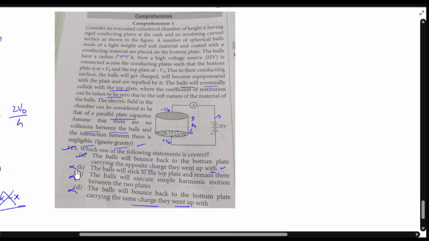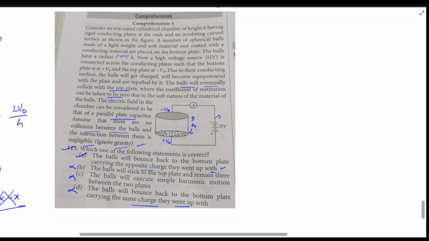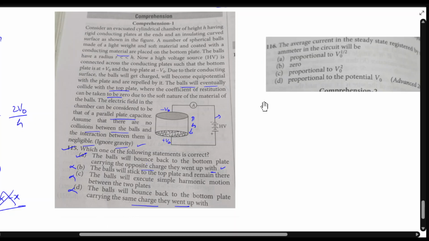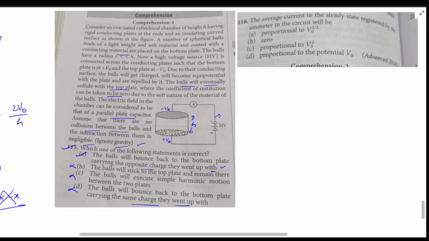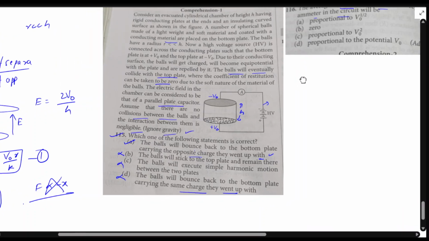Okay, it's quite an easy question, but this comprehension is lengthy to read. So there was another question on this comprehension. Let me put it before you. So it's this. Okay, perfect. So what is it asking? The average current in the steady state registered by the ammeter in the circuit will be. So let's check if it is zero or not, right?